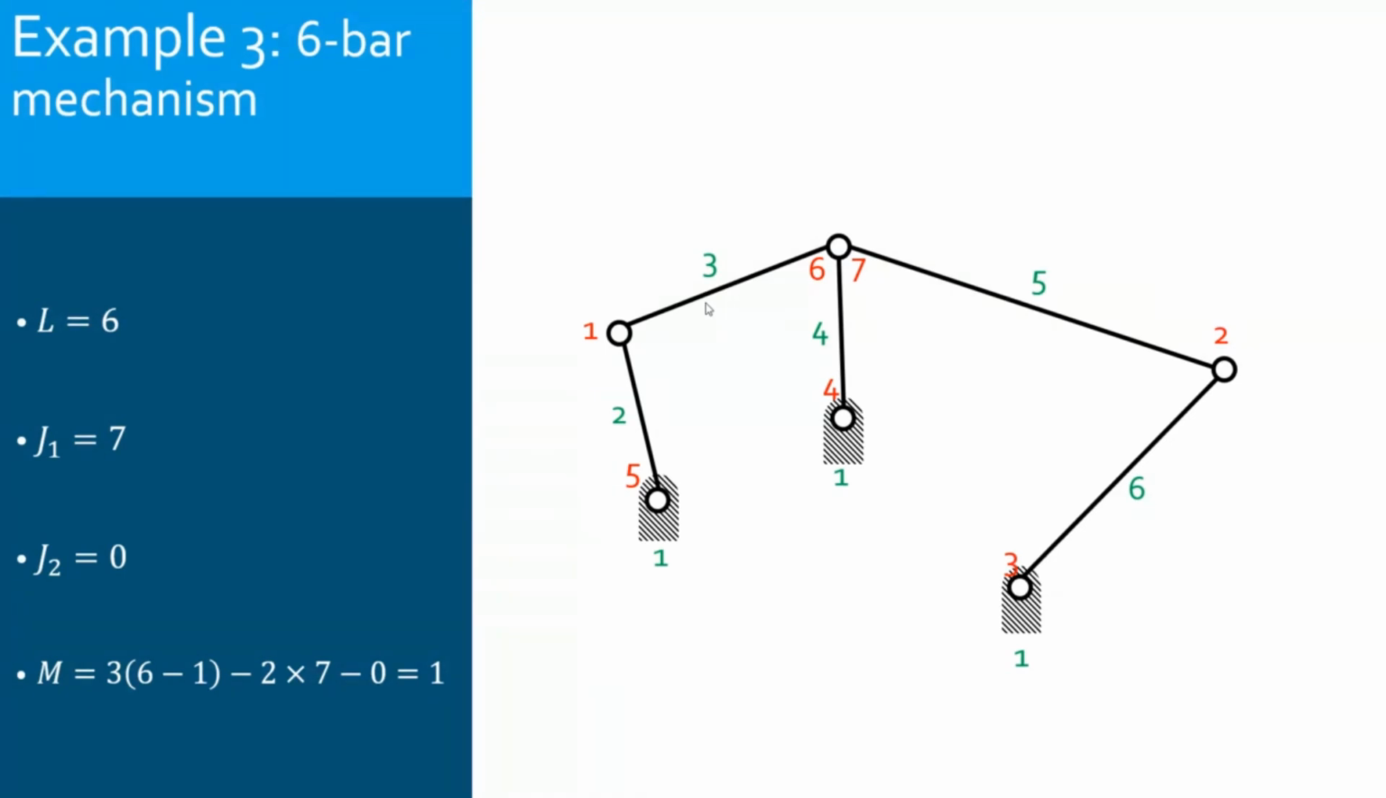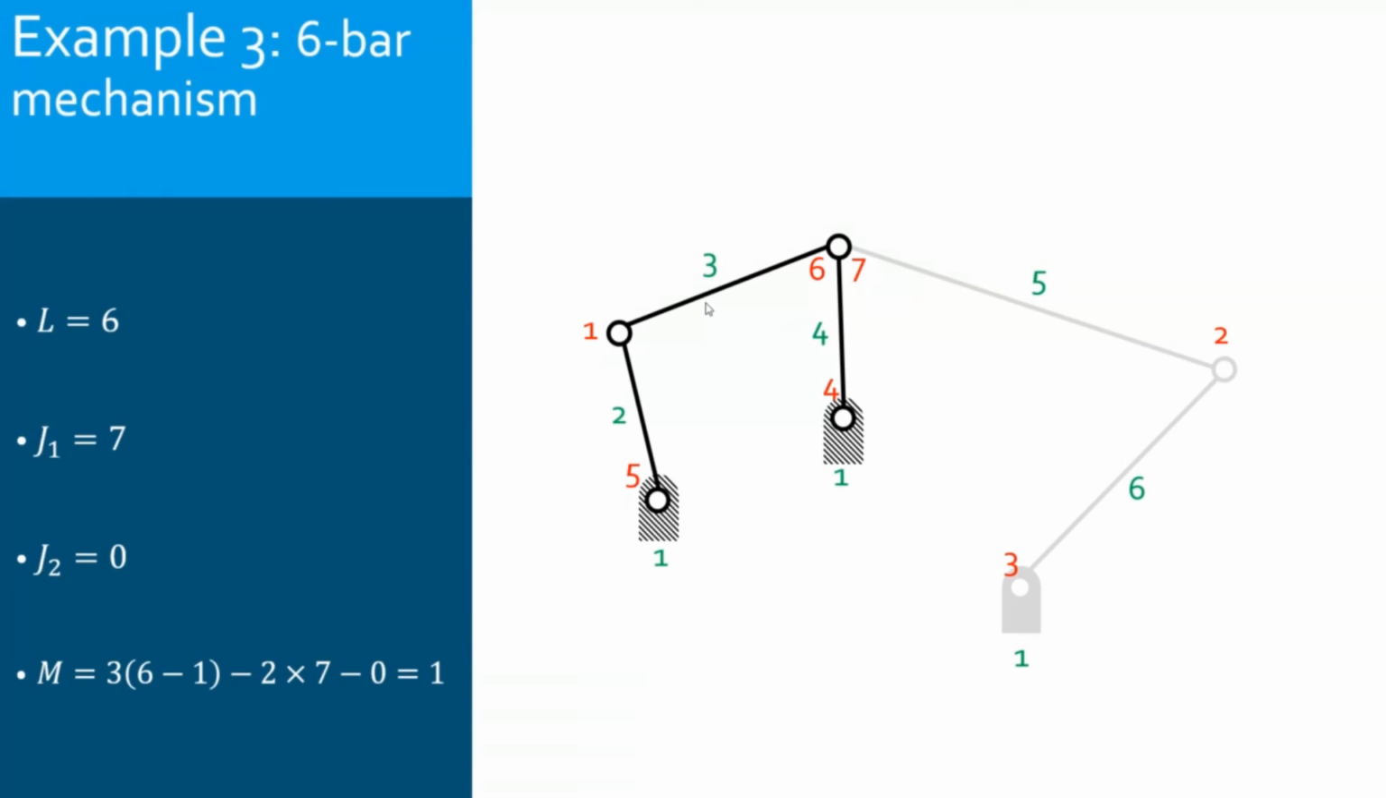So at the end, I will have a mobility of 1. Now, this is a little bit predictable for this kind of mechanism. Why? If I focus on the left part of the mechanism, the part that is built by link 1, the ground, 2, 3, and 4, this is a 4-bar mechanism. If it is a 4-bar mechanism, we have already calculated this, and it is of mobility 1.